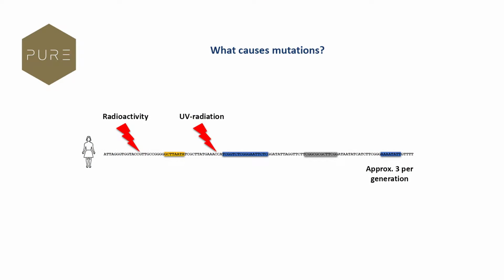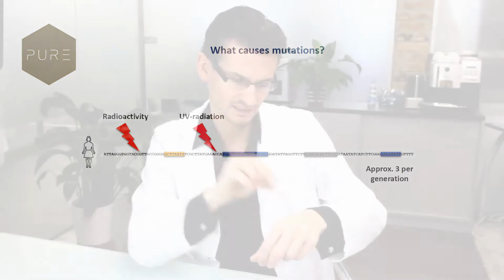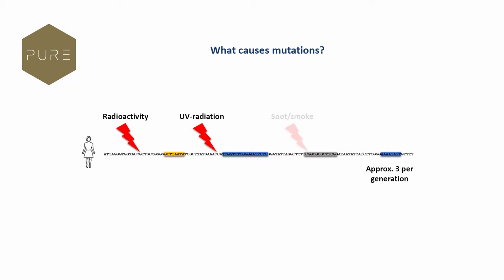Then UV radiation. So UV radiation from the sun, for example, hits our skin, and then it can hit a gene or a genetic code and make a change, which is why we can get skin cancer from too much sun exposure. Soot or smoke. So there's certain chemicals which, when they reach our body, can grab onto DNA and break it. And then there are copying errors.